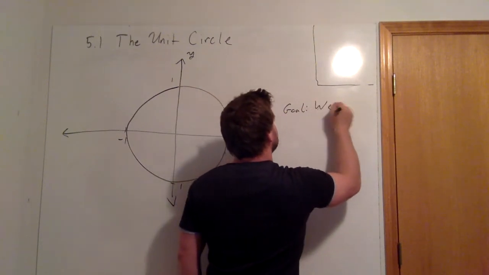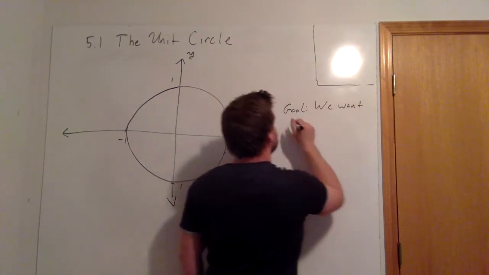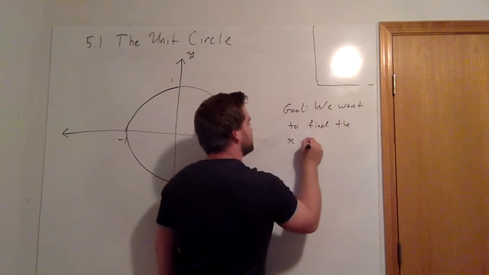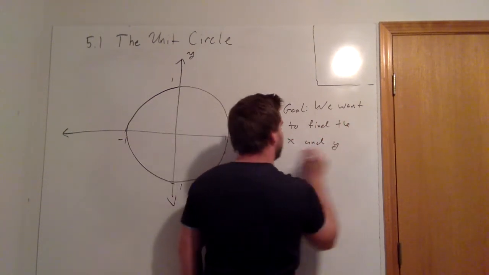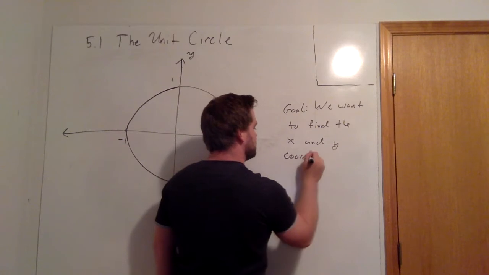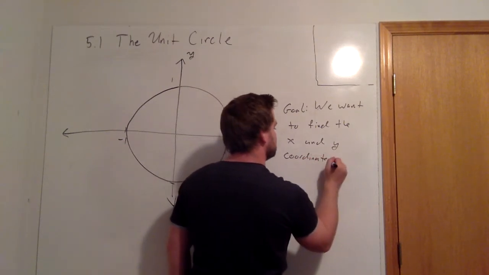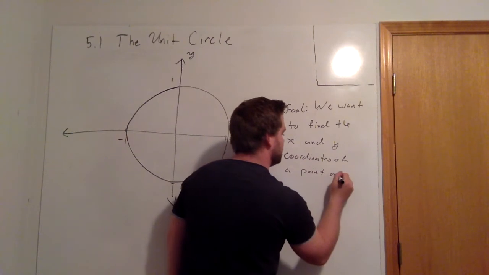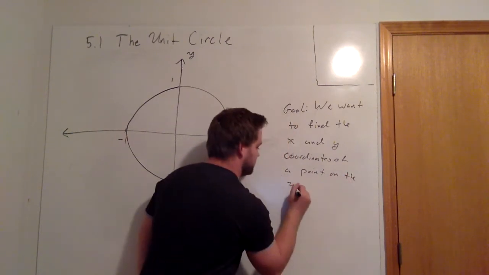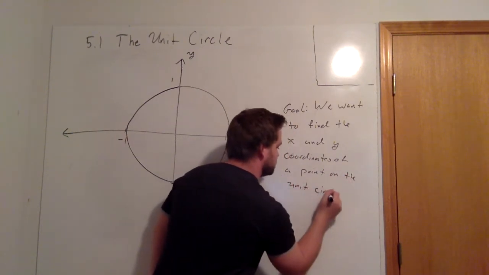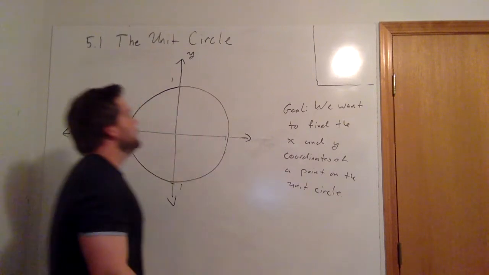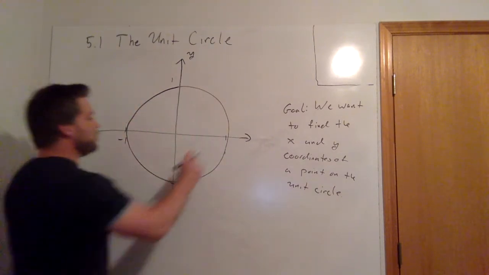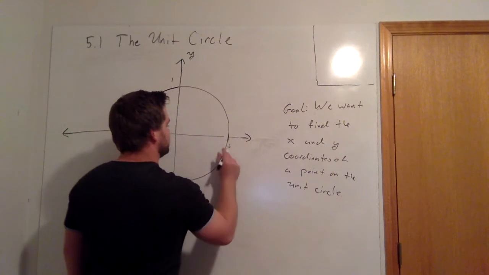So our main goal, at least for right now, is to find the x and y coordinates of a point on the unit circle. Okay, so let's think about a nice relationship between x and y that has to do with a circle of radius 1.